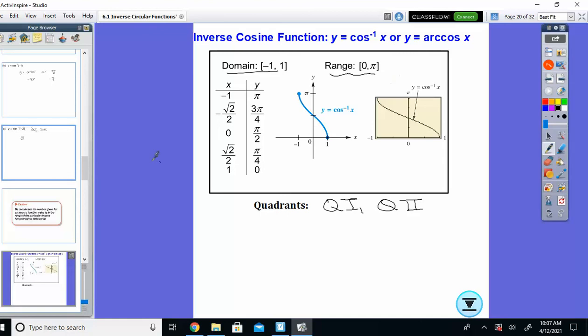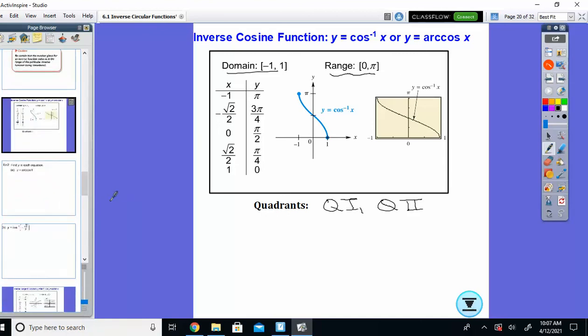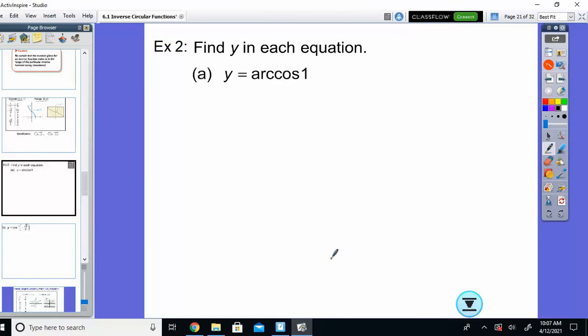All right. So let's look at a couple of those. Y equals arc cosine of 1. So we know cosine inverse is 1 or 2. It's positive, so that would be quadrant 1. When is cosine equal to 1? Just 0. 0 degrees or 0 radians.